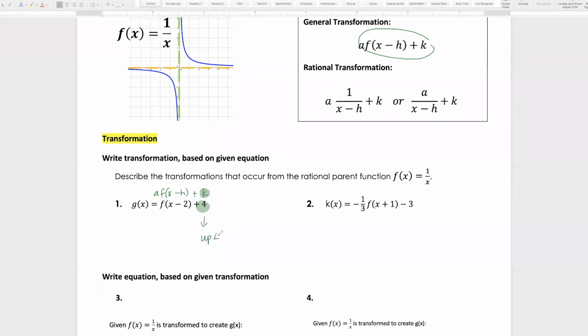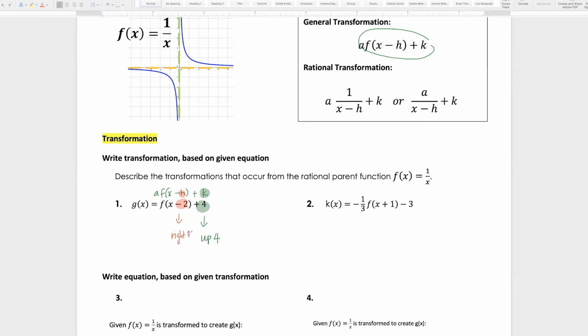Okay, you gotta have your transformation rule out. That is the only way it's gonna help you, okay? And then minus 2, what do you think? I hear you say minus 2 is h. I love it. So here you go. That's telling me that we are going to the right 2.